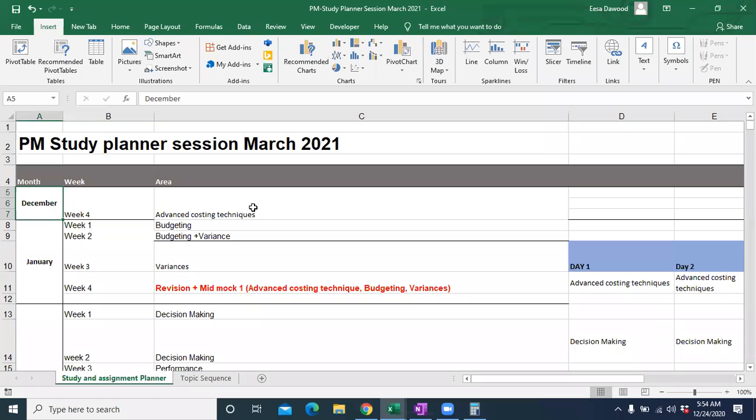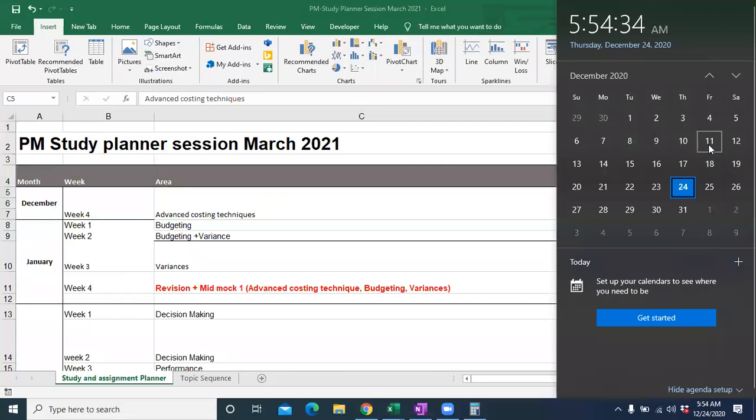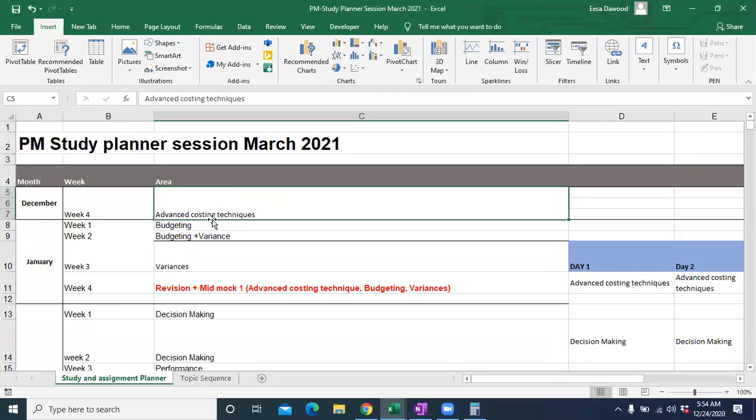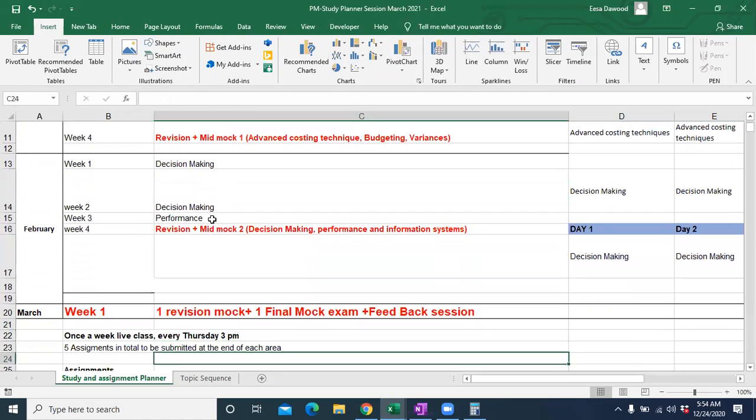That's the study planner for March 2021. As you can see, starting from December, that's week 4, you're going to cover the advanced costing technique, and after a certain area is done, for example, the next live class will be on the 31st. So after covering one area, I will have a live session. Every week I'll be having a live session, and also an assignment would be due.